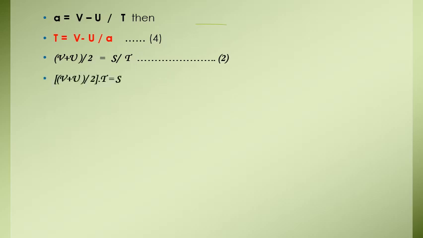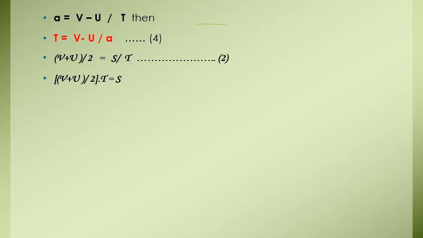So in the third equation of motion, acceleration is equal to (v minus u) by t. Make t the subject, then (v minus u) by a will be t. That is equation 4. And already you have learned the second equation. What is the second equation? (v plus u) by t is equal to s by t, isn't it? Cross multiply the t and transpose to the other side, then what you will get is (v plus u) by 2 into t is equal to s, isn't it?